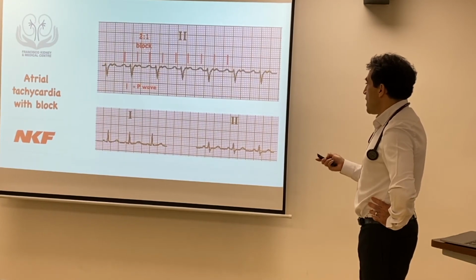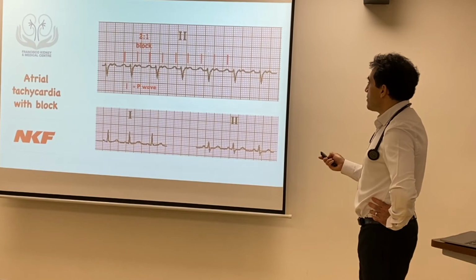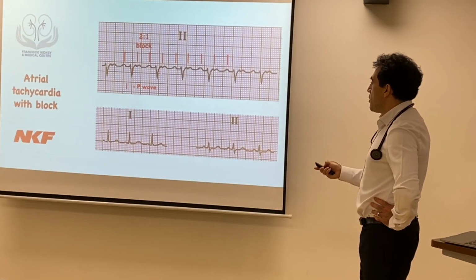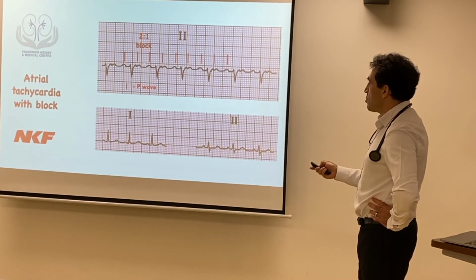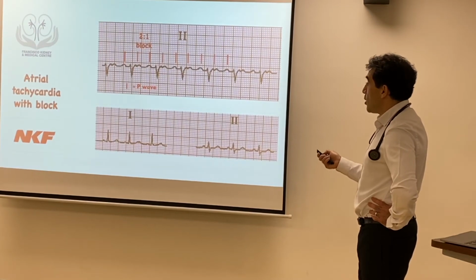It can also be the same, but with block. So meaning that there is a funny P wave that doesn't look normal, but sometimes it's conducted, sometimes it's not conducted. Here it doesn't have a QRS complex, so that's why there is some block on top of that.